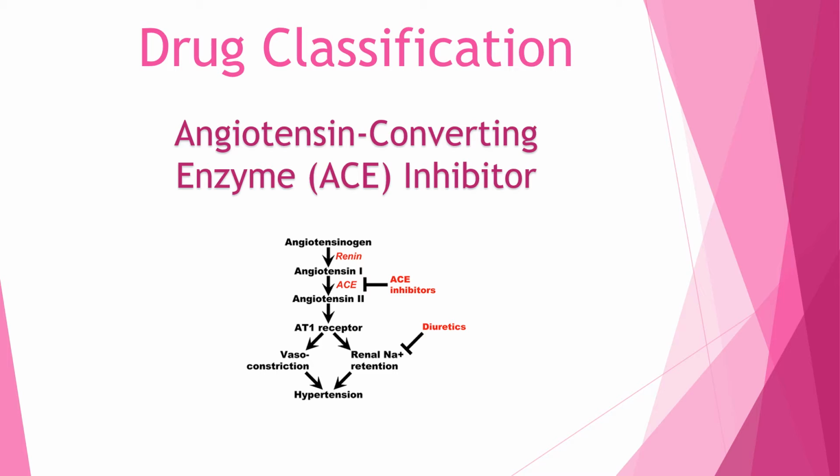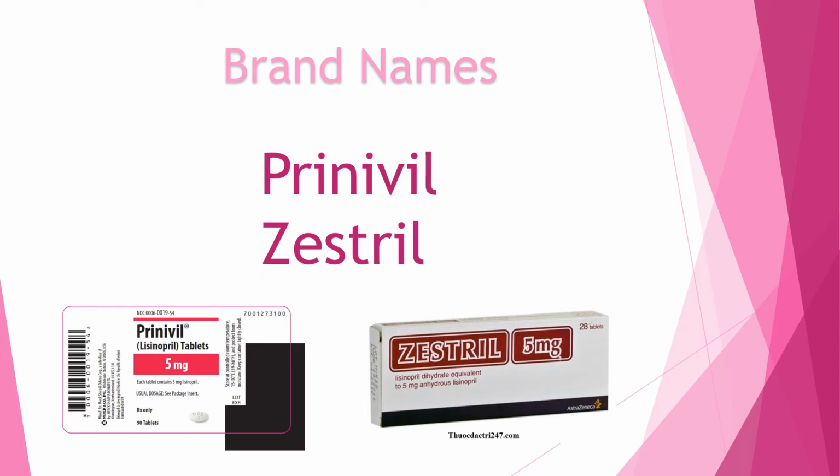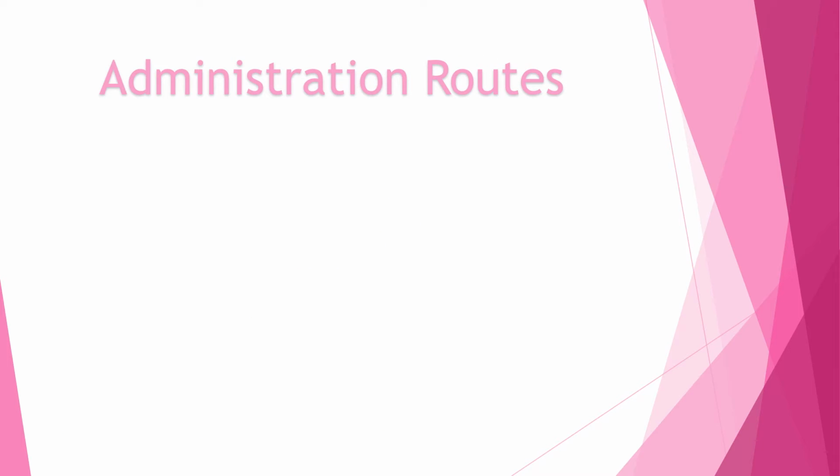Lisinopril is classified as an angiotensin-converting enzyme inhibitor. Some common brand names for lisinopril are Prinivil and Zestril. To administer lisinopril, you will use oral routes such as a tablet or oral solution.